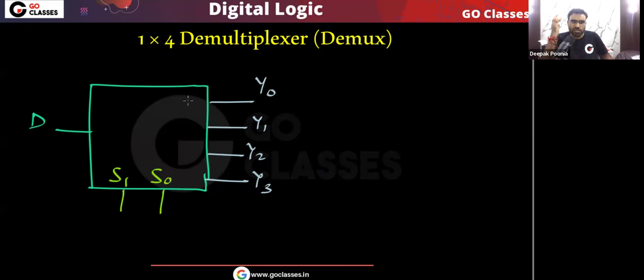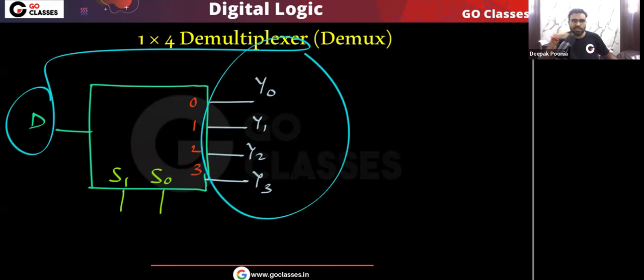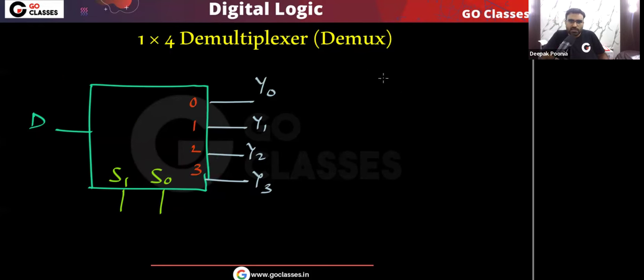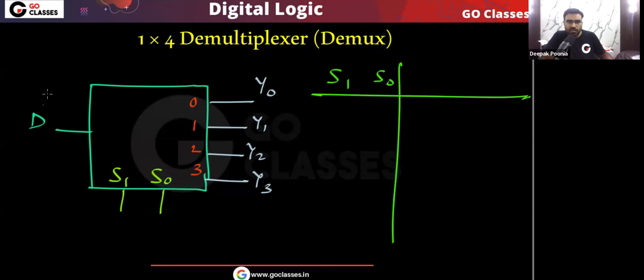Very simple. And you can see when S1, S0 are 0, 1, 2, 3, then according to these select lines, one of the output lines will be activated and this input will go on that output line. Very simple. So let me write the truth table here. You can see we have S1, we have S0. They will decide which output line will be activated to carry this input. So you can see we have y0, y1, y2, y3. Very simple.